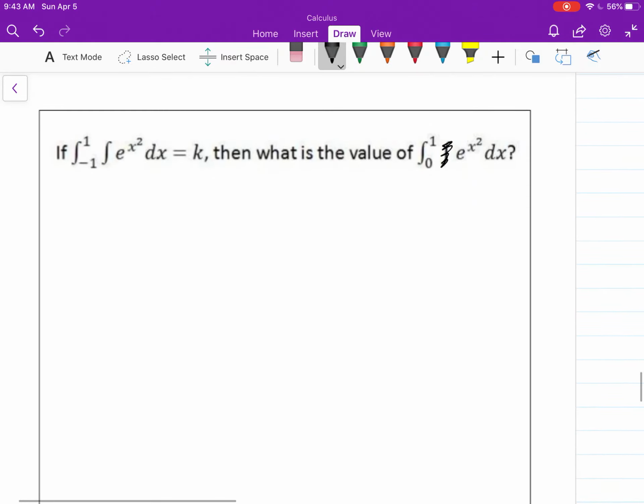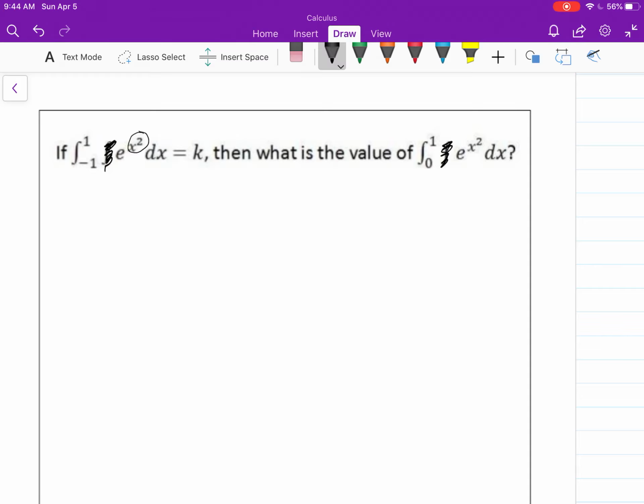Again, I have this bad typing in here. So if the integral from negative 1 to 1 of e to the x squared dx equals k, then what is the value of the integral from 0 to 1 of that same function? Well, e to the x squared, the fact that it has this x squared there makes us think that maybe this is an even function.